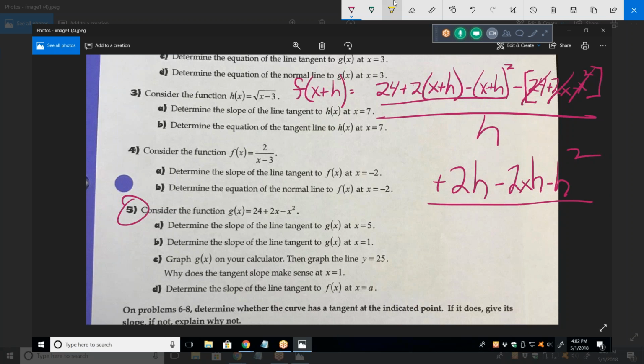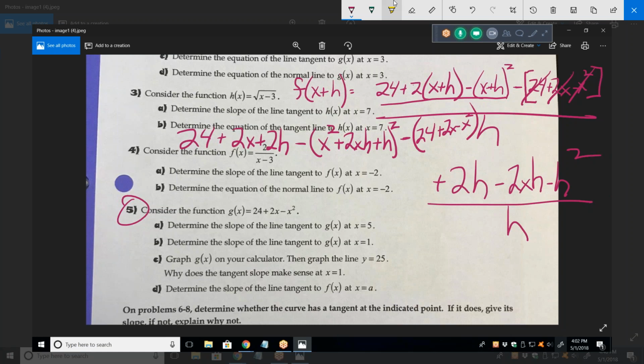Okay? With me? Did I skip too many steps? No, I think we're good. Well, let me just do it real quick. I'm going to expand this top out here. So I get 24 plus 2x plus 2h minus, in parentheses, x squared plus 2xh plus h squared, and then I'm subtracting f of x, which is 24 plus 2x minus x squared.